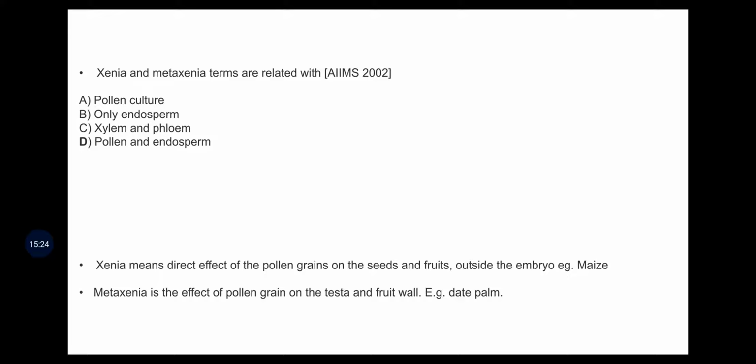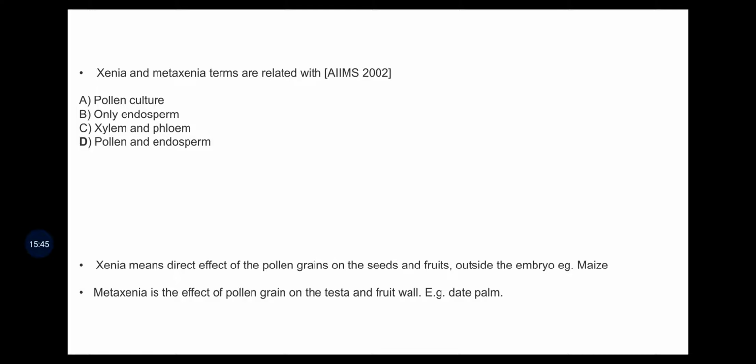We'll come to the final part. Here one important question is there: Xenia and Metaxenia terms are related with. Four options are given: pollen culture, only endosperm, xylem and phloem, pollen and endosperm. So you should always remember that this is an effect and related to pollen and endosperm.